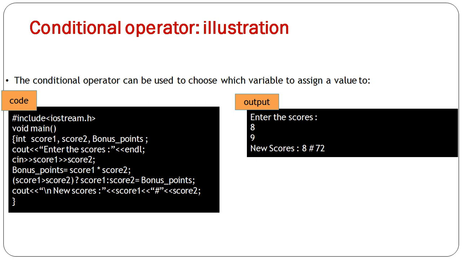So this can also be used to choose which variable to assign a value to. So we have three different variables here: score1, score2, and bonus points. We are getting two inputs from the user, score1 and score2. Bonus points are calculated as score1 into score2. So the condition is if score1 is greater than score2, then the true part is score1, the false part is score2. That is assigned to the final variable, that is bonus points. So 8 and 9. When you compare, false. So also we are performing the multiplication. So we are getting 72 as output.